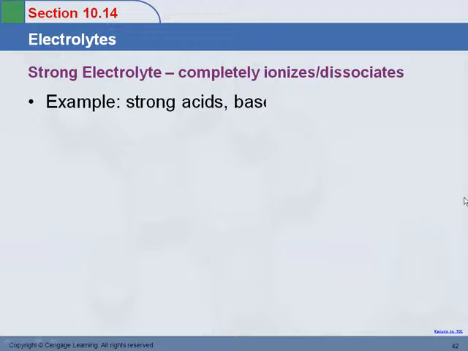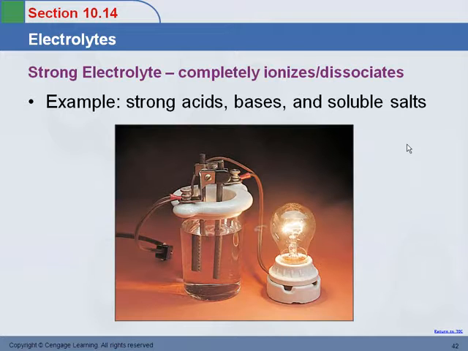We also have strong electrolytes, which are strong acids, strong bases, and soluble ionic compounds, or soluble salts. If we make a solution of them, we know that strong acids and strong bases completely dissociate, and we know that soluble ionic compounds completely dissociate. So lots of ion concentration, lots of conductivity, and so when you make your solution this time and hook it up to the light bulb, voila, the light bulb lights. So those are strong electrolytes. Strong acids, strong bases, and soluble ionic compounds.